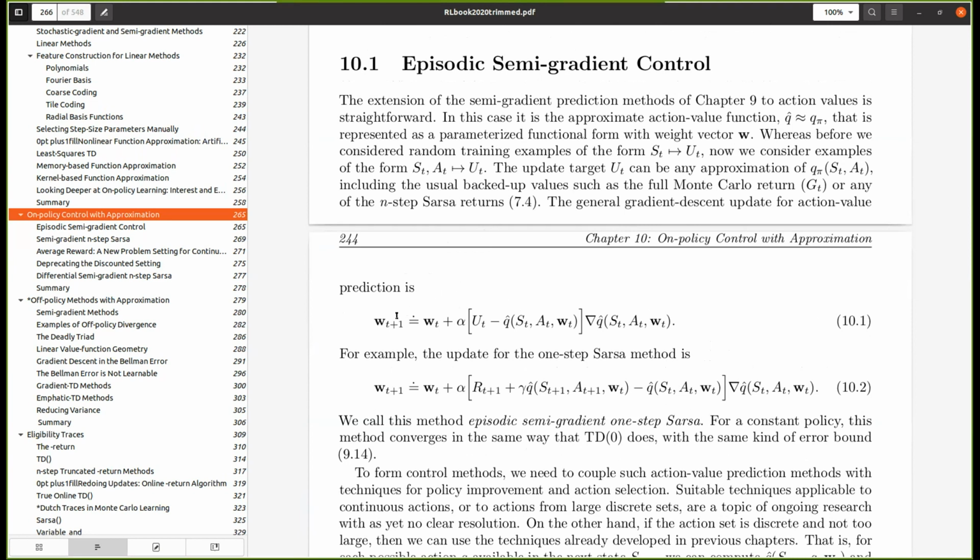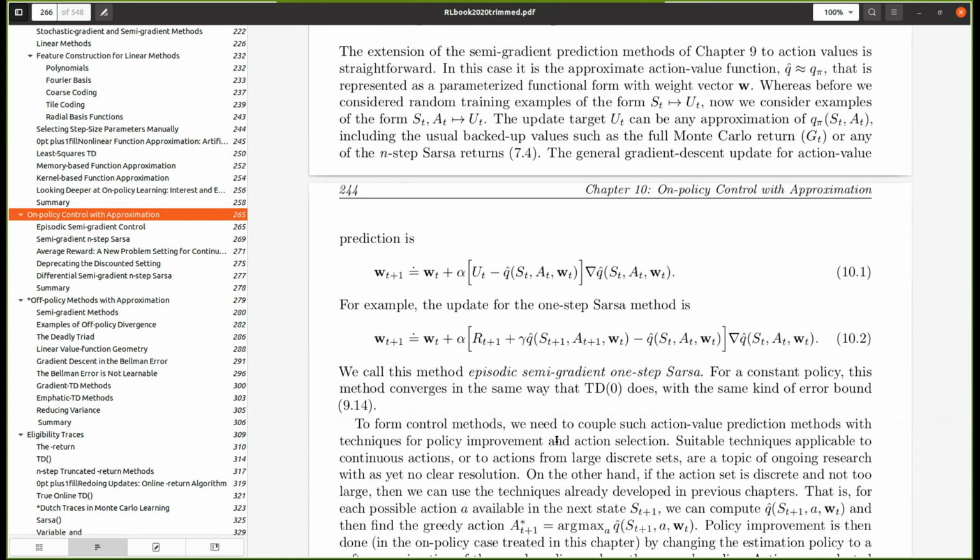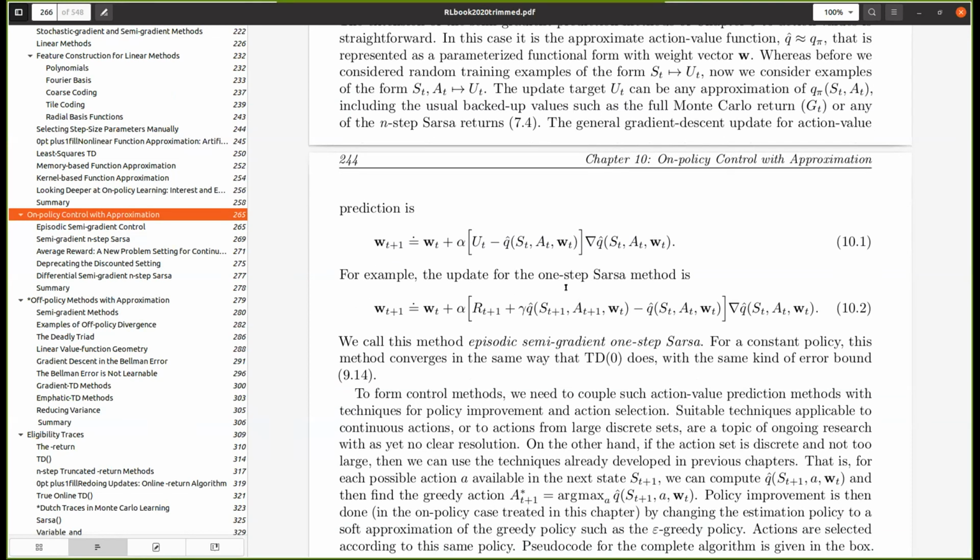We can have a look at these equations, and as you can see, this is very similar to what we had for the weight update in the evaluation case, but this time we are using a semi-gradient with respect to this Q function, which takes into account the action as well as the state. And that is just the same as we had for the tabular case. Basically, we just switch from state value function to action value function, and we get from the policy evaluation to the control problem solution.